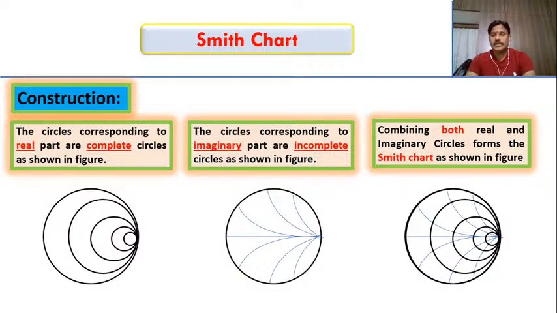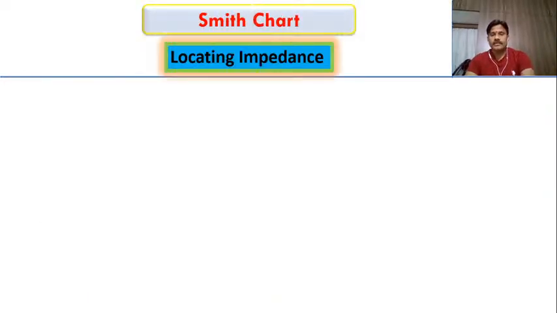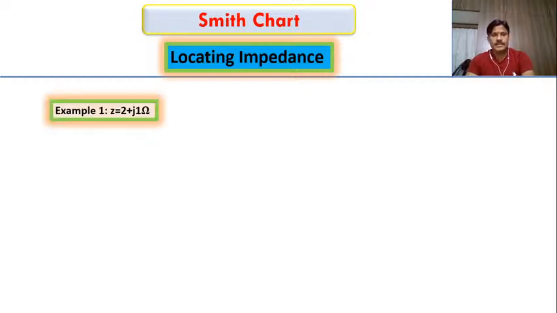What the real circles and the incomplete imaginary circles are, all those concepts will be cleared by taking one example. That is the location of impedance on the Smith chart. First, let us consider one example like this. I want to represent an impedance Z equals 2 plus j1 ohm. So how to represent this on the Smith chart?